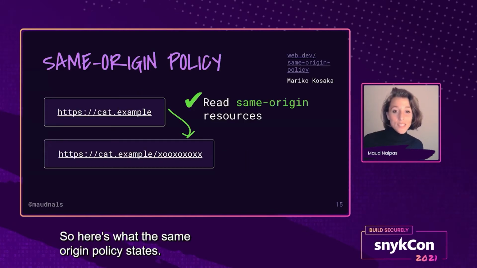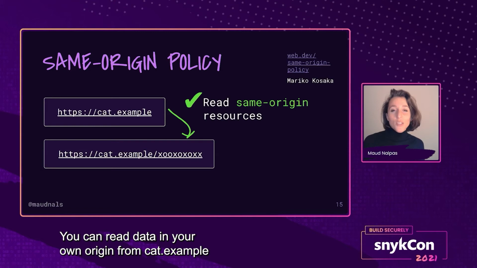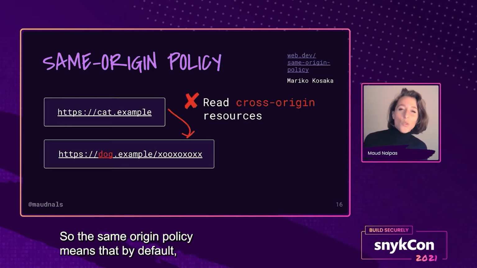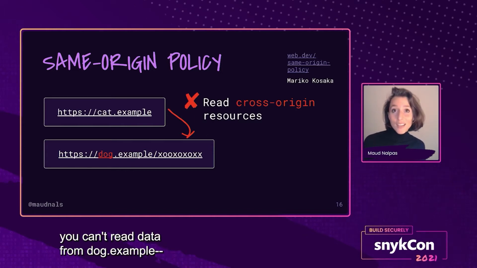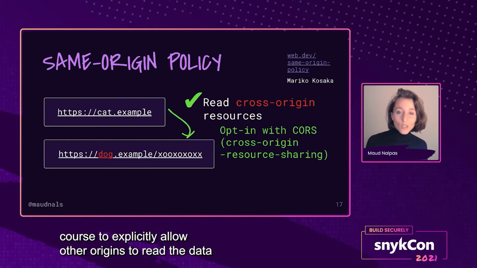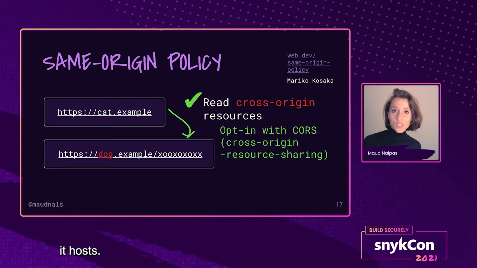So here's what the same origin policy says. You can read data in your own origin, from cat.example to cat.example, but you cannot read cross-origin data. So the same origin policy means that by default, you can't read data from dog.example, unless dog.example uses cross-origin resource sharing, CORS, to explicitly allow other origins to read the data it hosts.